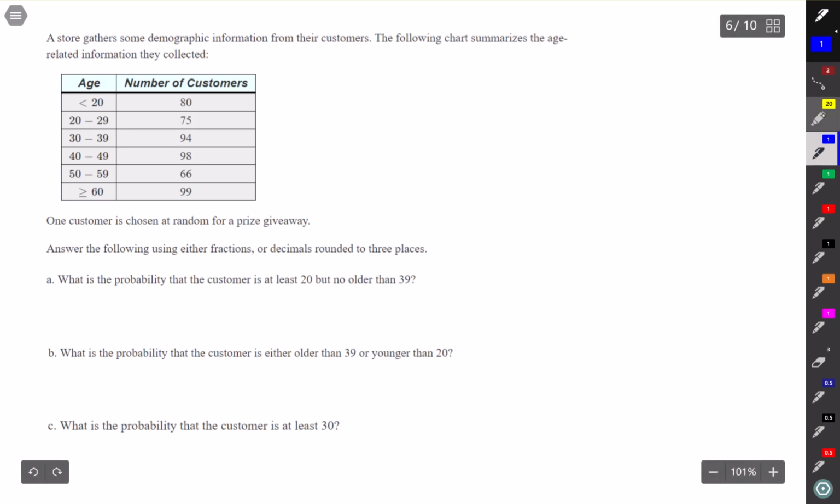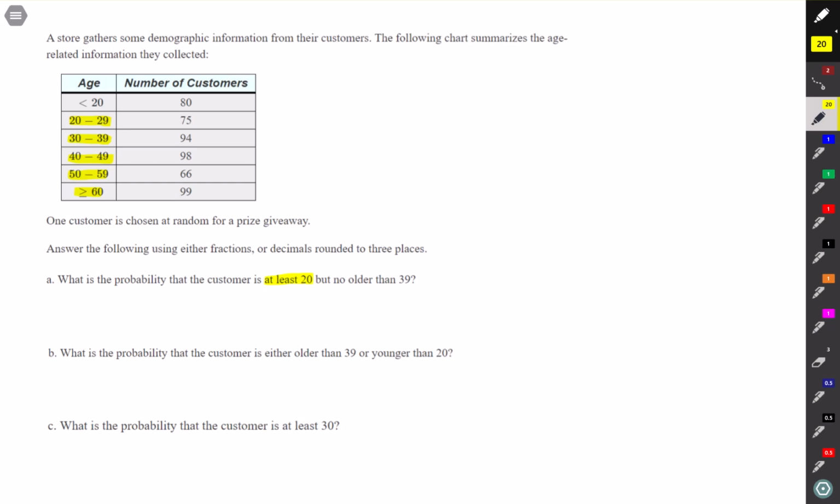So at least 20, that would be 20 or more. So let's just highlight that group. So at least 20 would be all of these ranges here, because the last one is greater than or equal to 60, so that means anyone that's older than 60. The first one is not included because those are people of the ages 0 to 19 because they're less than 20.